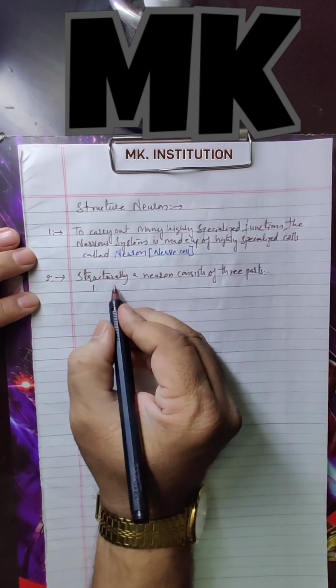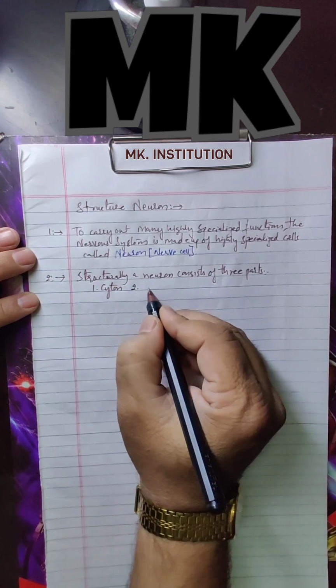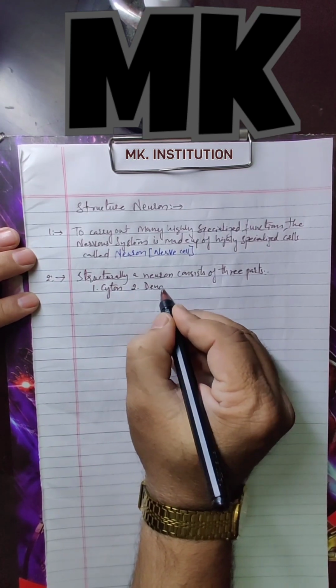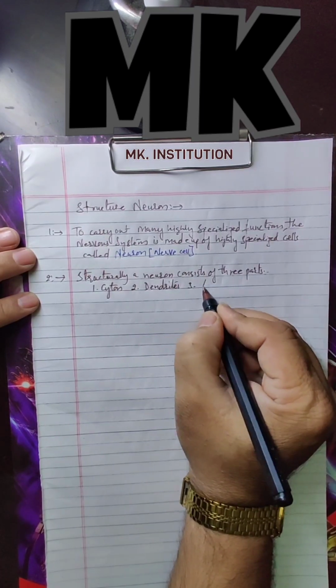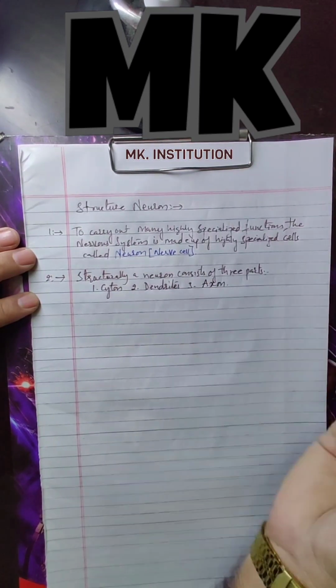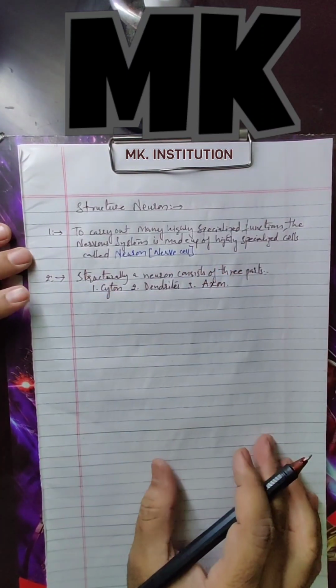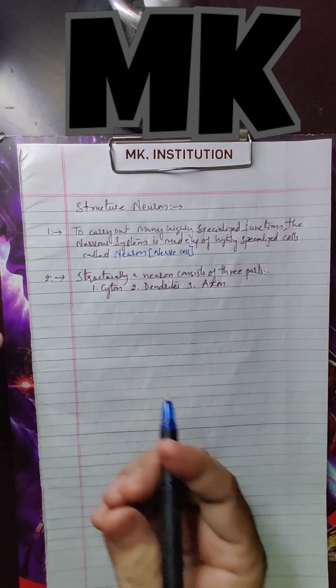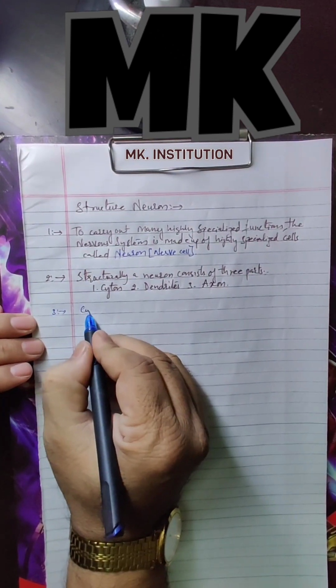The first one is called as the cyton. The second one is called as dendrites, and the third one is called as axon. These are the three important. Once you explain the three parts, your answer will be completed. Clear? So we'll start with the first part. Third point, cyton.